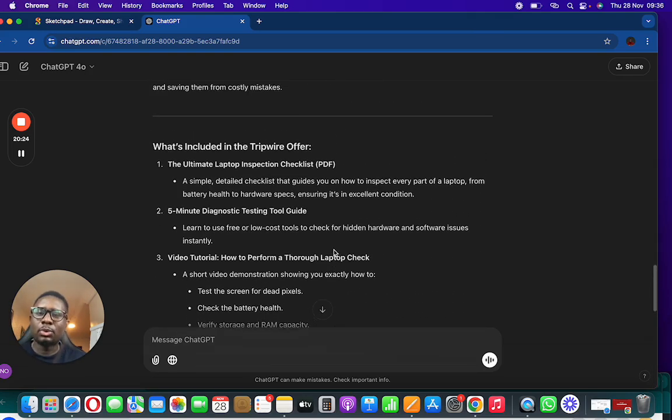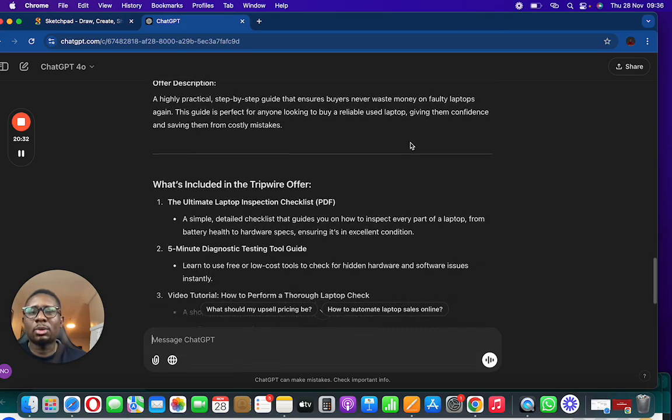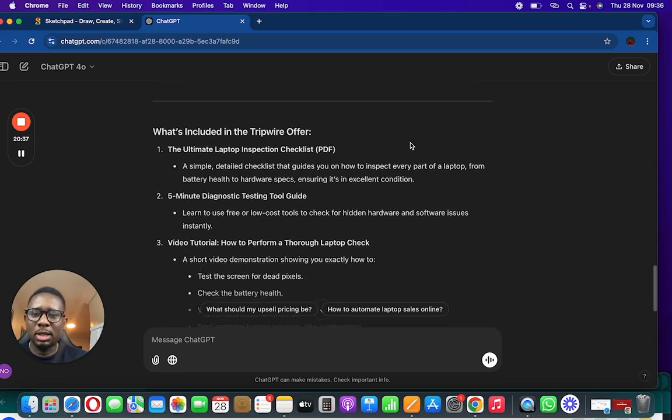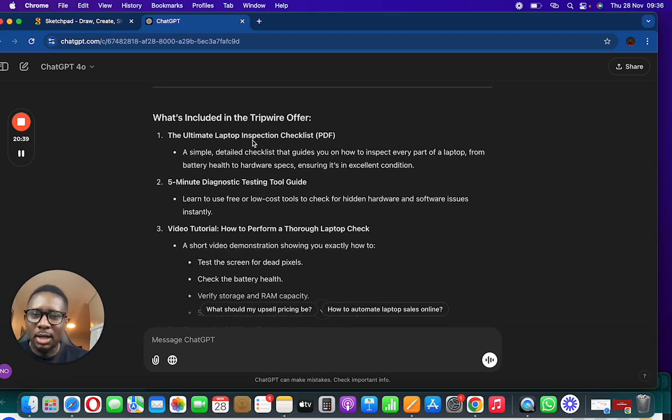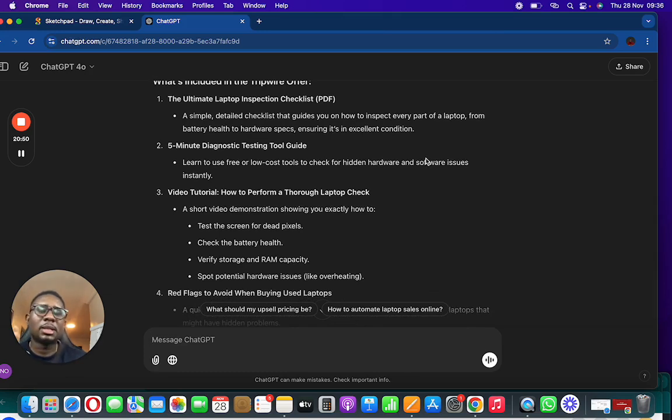So now we see the offer description: a highly practical step-by-step guide that ensures buyers never waste money on faulty laptops again. This guide is perfect for anyone looking to buy a reliable used laptop, giving them confidence and saving them from costly mistakes. And then it says the first item in the offer is the ultimate laptop inspection checklist, a checklist that guides you on how to inspect every part of a laptop from battery health to hardware specs, ensuring it is in excellent condition.